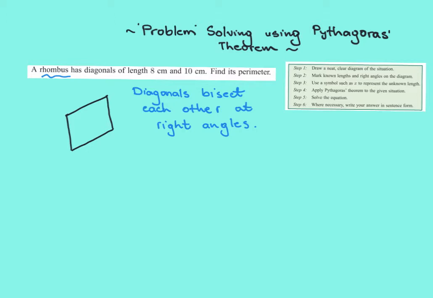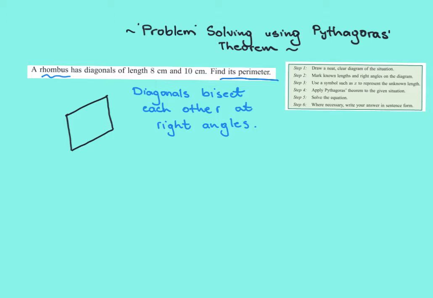Let's have a look at another question and we're going to use Pythagoras theorem to solve it. So what we have here is a rhombus has diagonals of length 8 and 10 centimeters and we have to find its perimeter. So I already have here picture of rhombus.